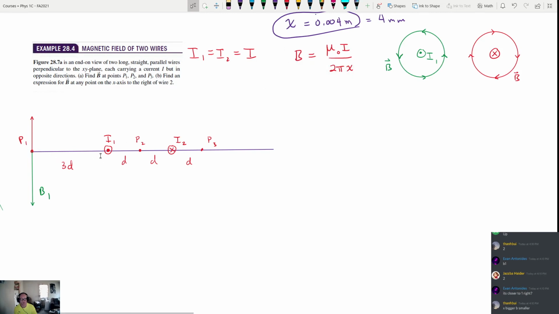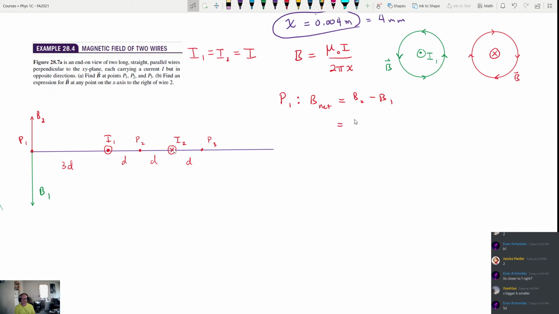So for I1, the distance to I1 is 3D. What's the distance from point P1 out to I2? It's 5D, right? So that means that B2 will be smaller than B1. All right, maybe we go one at a time. I don't want to do too much at once. We'll come back to doing the directions for the other ones. So at point P1, we have B2 pointing up and B1 pointing down. So I'm just going to say that the net magnetic field should be equal to B2 minus B1.